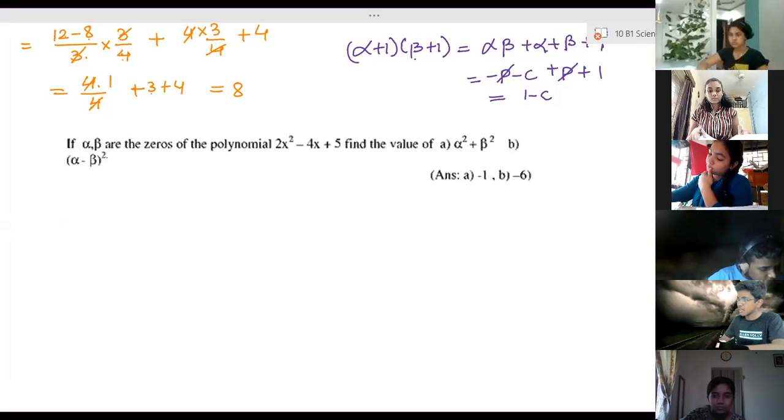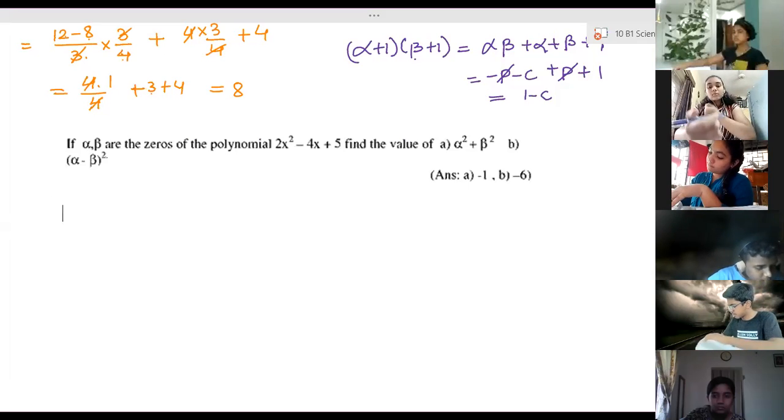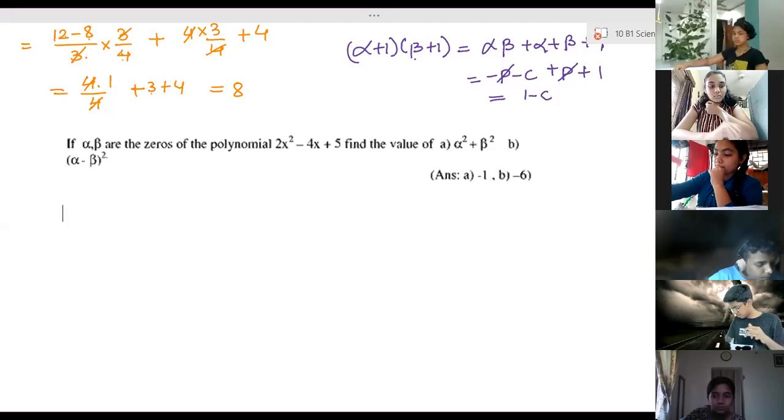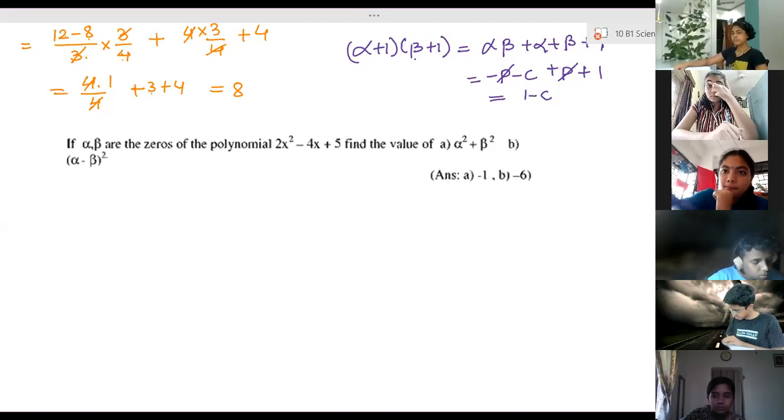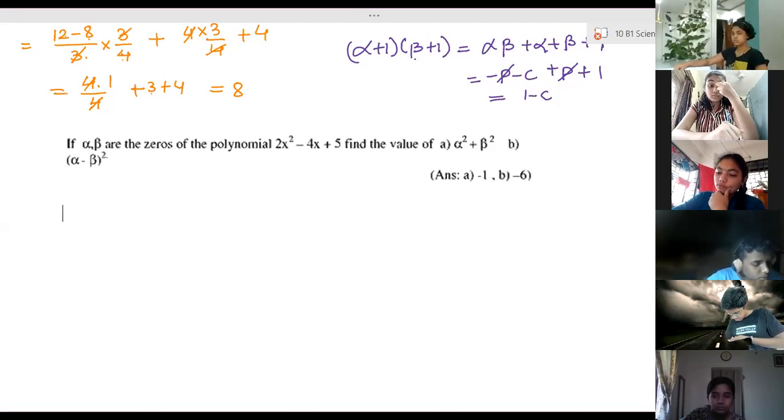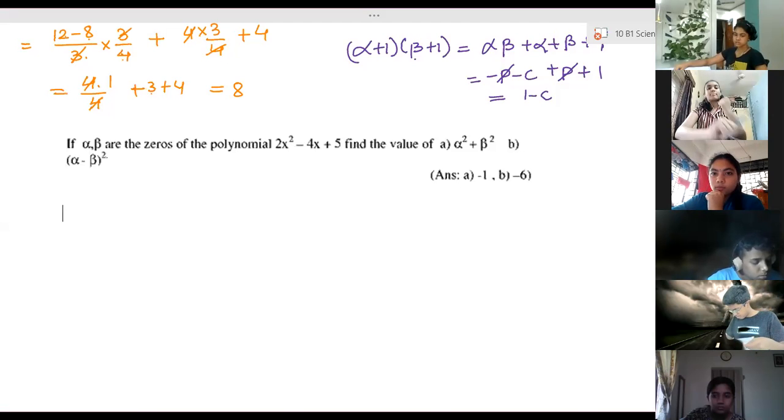Now in type 4 questions, a relation between two zeros is given. So there also we have to use the property of sum of zeros and product of zeros only. But instead of giving alpha plus beta, they have given that one zero is the reciprocal of the other zero, or one zero is the negative of the other zero. Like that, the relation between alpha and beta is given, and from that you have to calculate the unknown variable value.